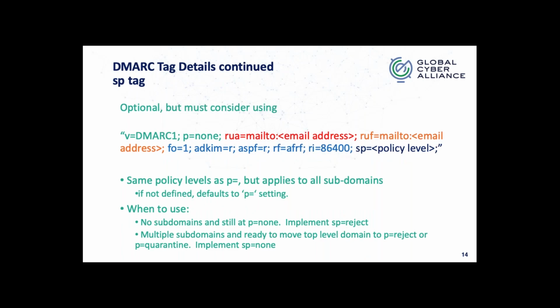And then the last tag is the SP tag. This is also optional, but we're saying that you should consider using this depending on your situation. So the SP tag is going to define your subdomain policy, the subdomain policy that applies to the domain you're creating this DMARC policy for. So if you do not have the SP tag, remember I said the p tag automatically applies to that domain as well as the subdomain for that domain.